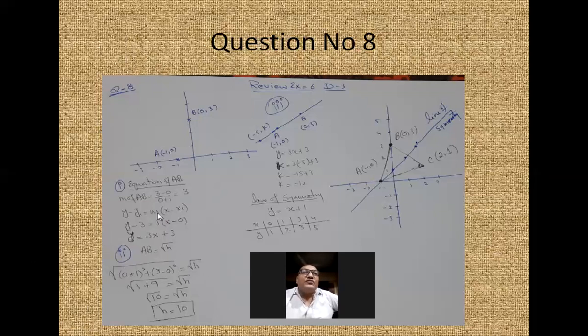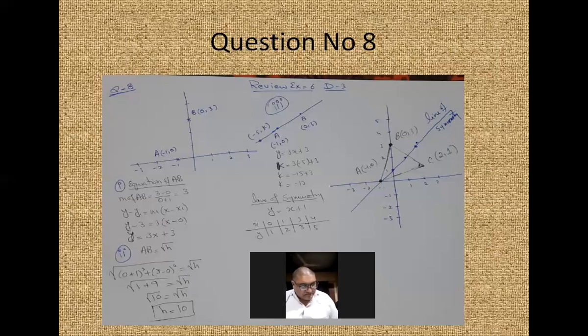Here you can see I put the values in the formula. 0 minus minus 1 makes it 0 plus 1, whole square, plus 3 minus 0 whole square, all under a root. 1 squared is 1, 3 squared is 9, and 9 plus 1 is 10. So root 10 equals root h, which means the value of h is 10.